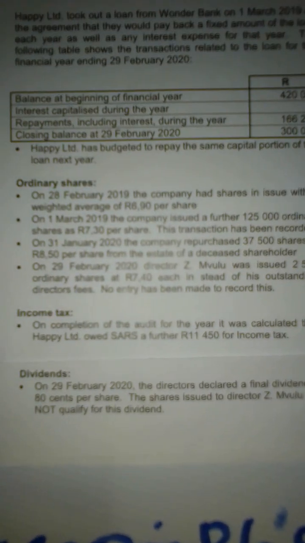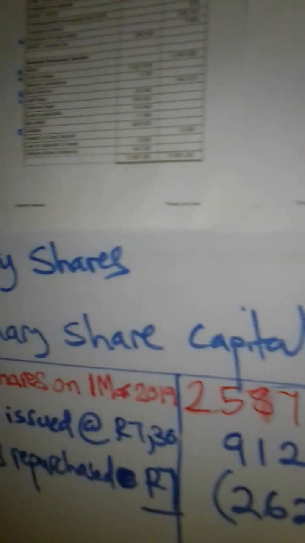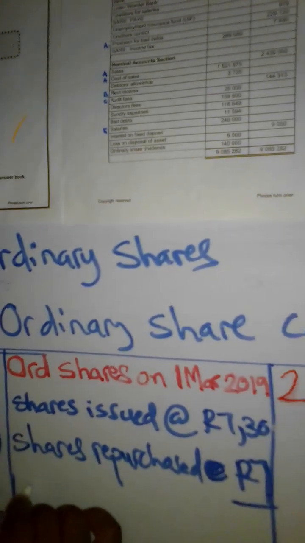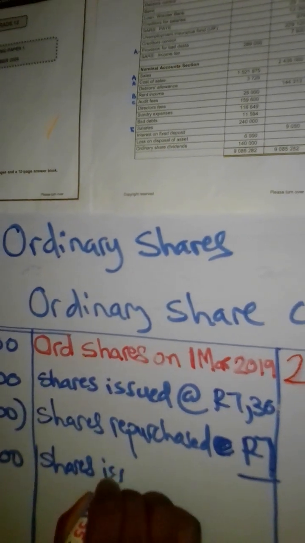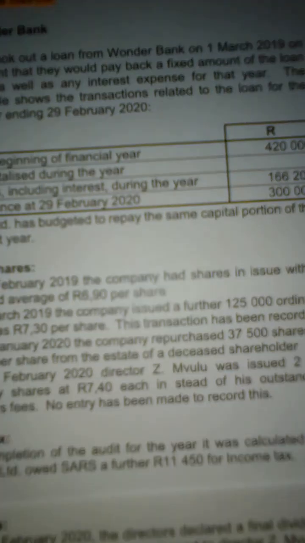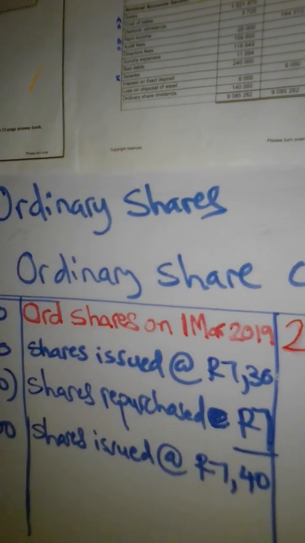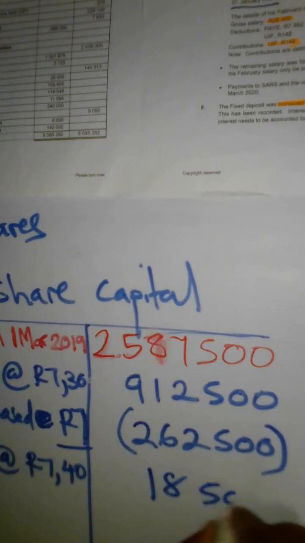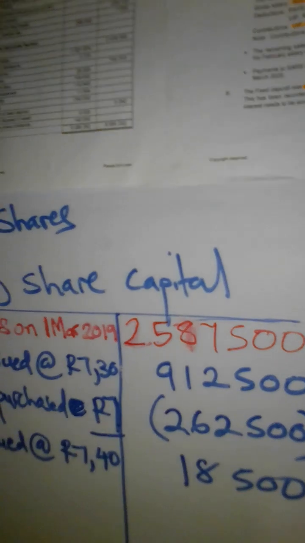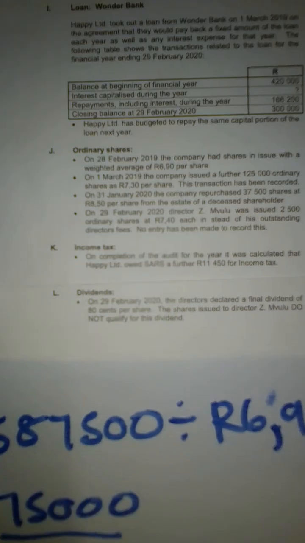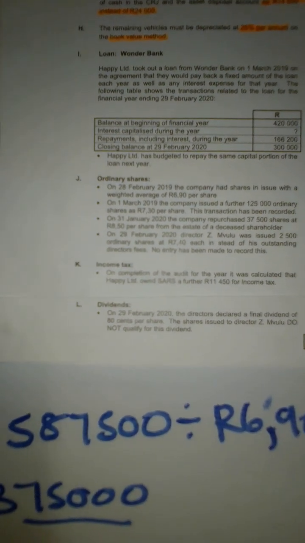So we are going to indicate 2,500 ordinary shares issued at how much? 7 rand 40. So we're going to indicate 7 rand 40. So 7 rand 40 times 2,500 will get something like 18,500. Okay, it seems as if we have now recorded everything that was supposed to be recorded in our note for the ordinary share capital.